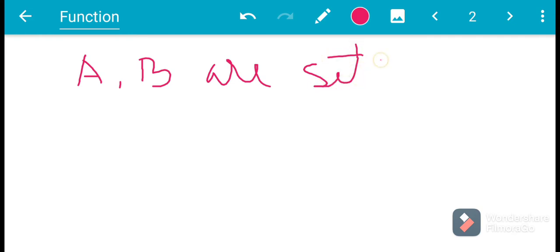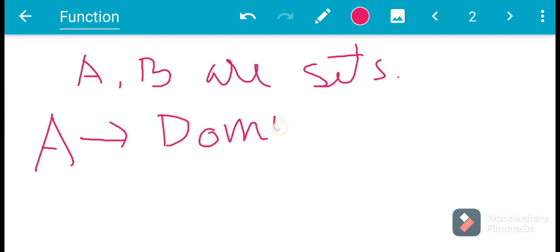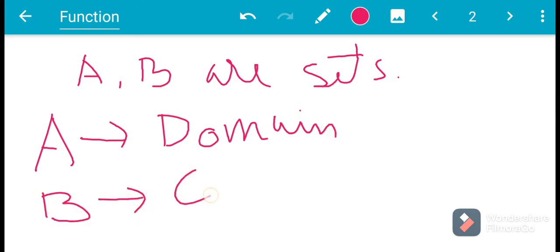Let me say what A and B are. In the function we have written A and B, see this f from A to B. Now this A and B are sets. Okay, now this A is the domain and B is the codomain. Now, what are domain and codomain?